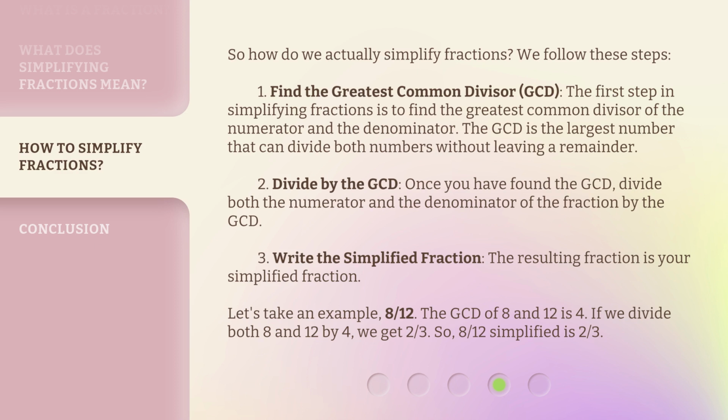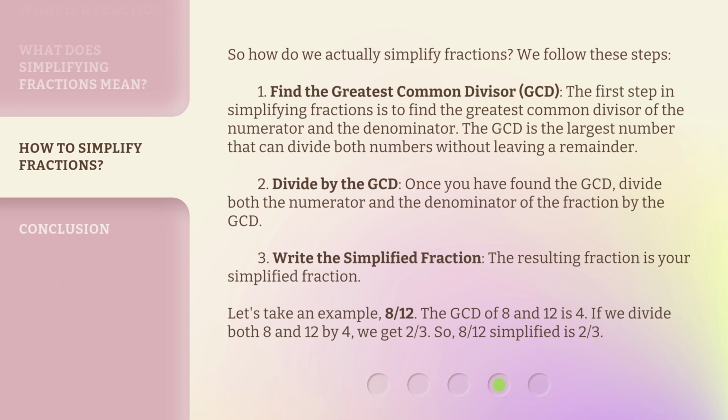2. Divide by the GCD. Once you have found the GCD, divide both the numerator and the denominator of the fraction by the GCD. 3. Write the simplified fraction. The resulting fraction is your simplified fraction.